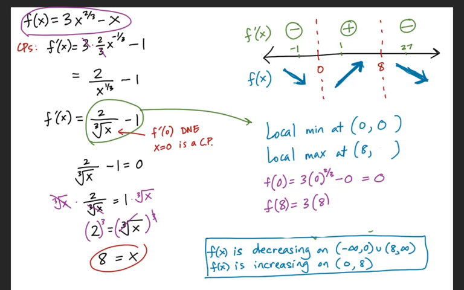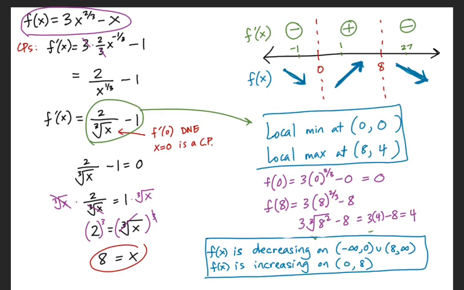3 times 8 to the 2/3 minus 8. Okay, so 2/3, that's really 3 times the cube root of 8 squared. 8 squared is 64. Cube root of 64 is 4, so this is 3 times 4 minus 8. So 12 minus 8 is 4. Okay, so that's our first derivative test. Remember, the first derivative test tells us about local mins and maxes.